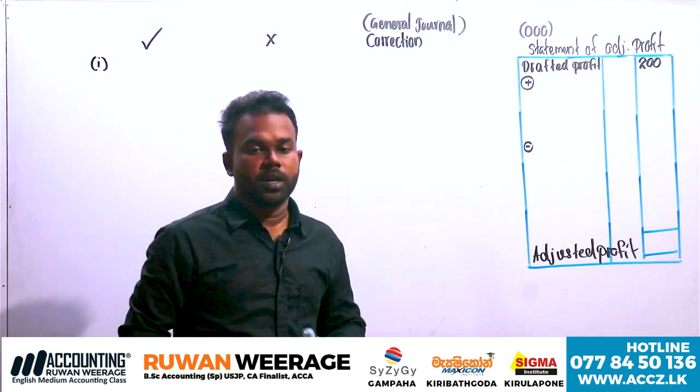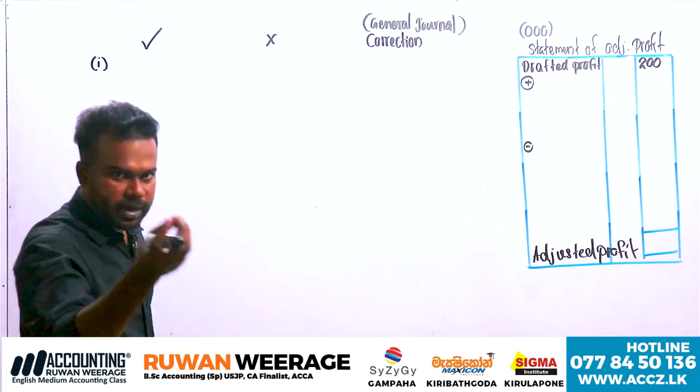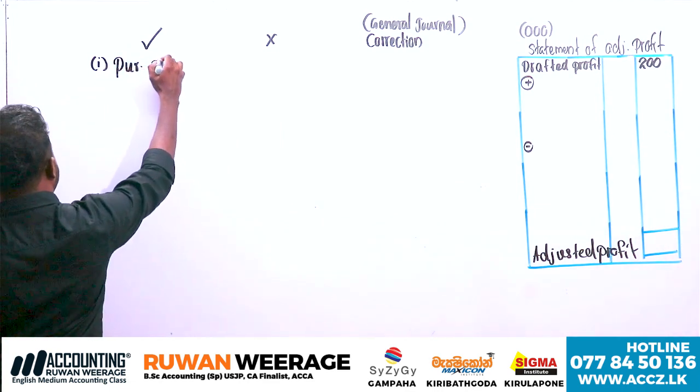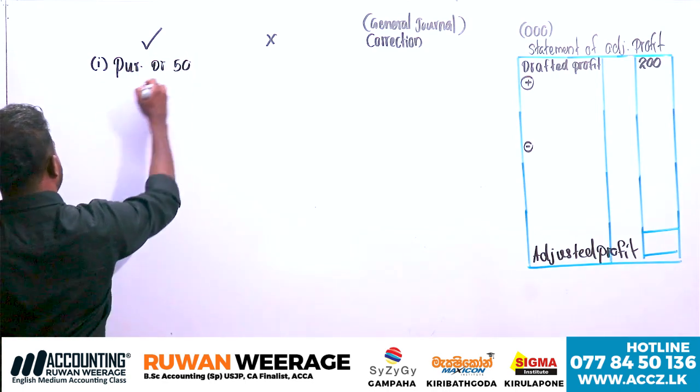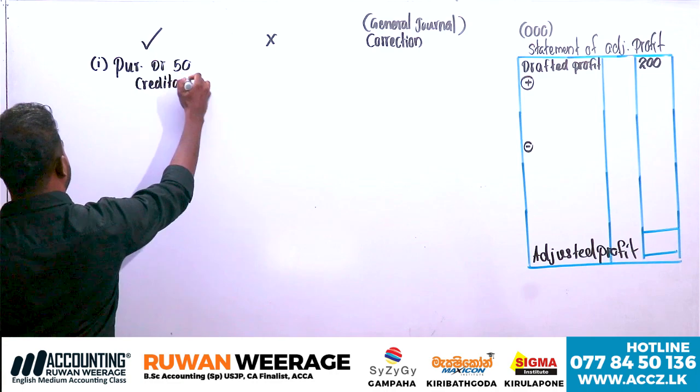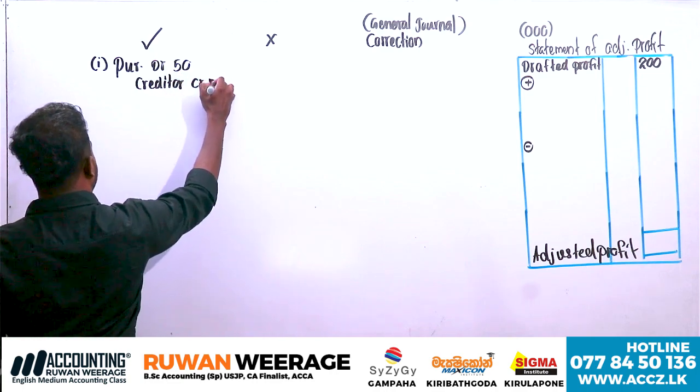Correct one. A 50,000 invoice means credit purchase. Therefore, purchase expenses increase, purchase debit. Liability, credit basis means creditor control credit. I'll write down creditor, credit 50,000.